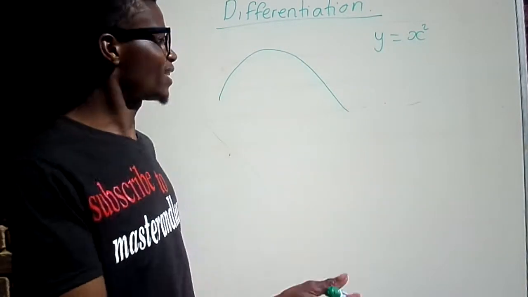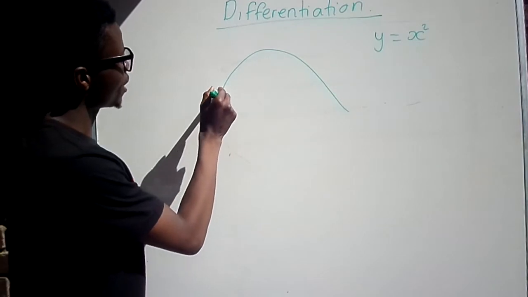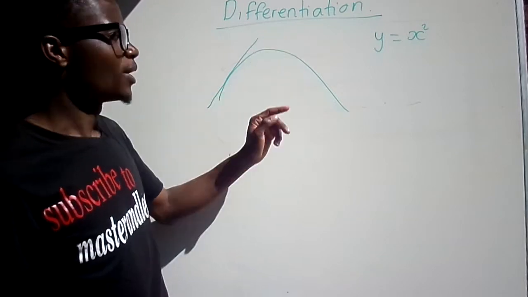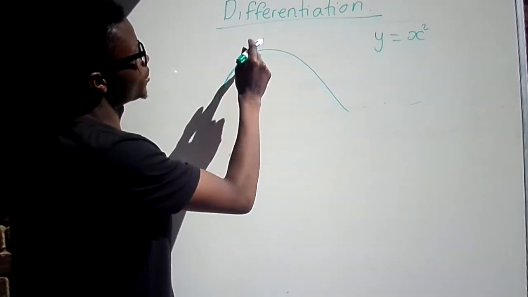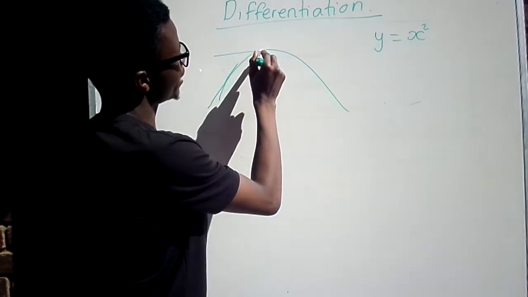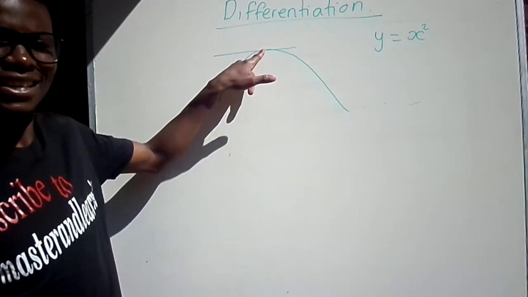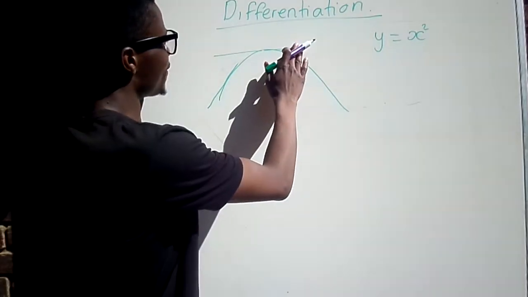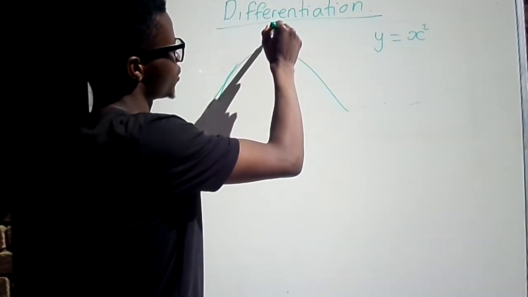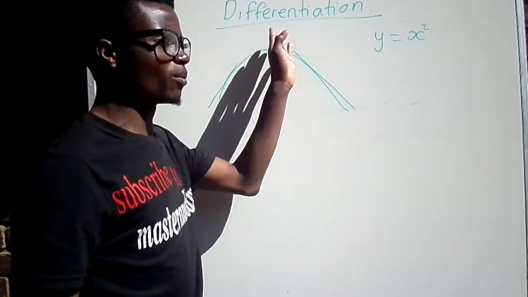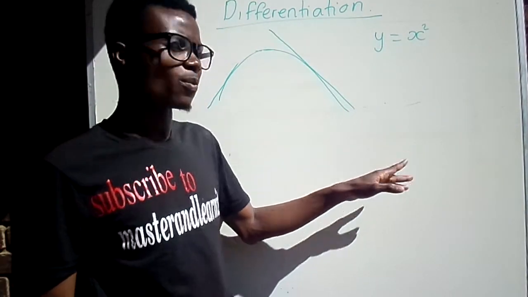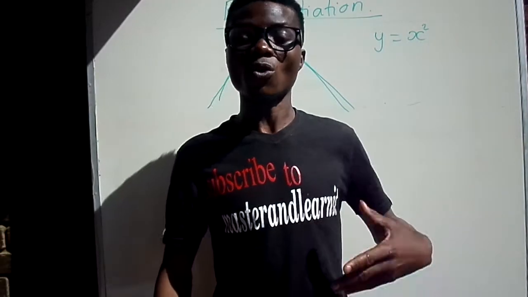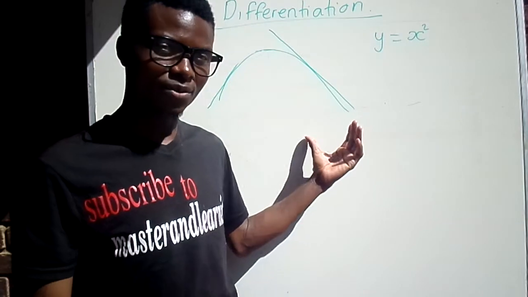We cannot, because at this point we can see that our gradient or the direction is increasing. But at this point, if I were to draw a line right here, you could see that the gradient at this point is horizontal. That means it's not increasing. If I were to draw a straight line here, we would see that the gradient is decreasing. So in other words, the gradient of the curve is always changing for certain values of x.